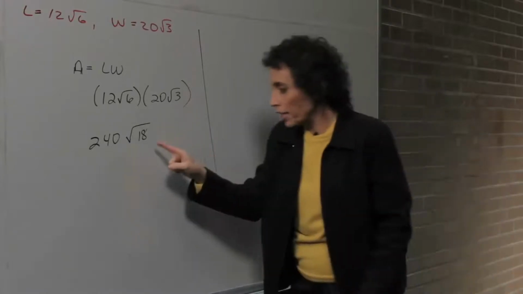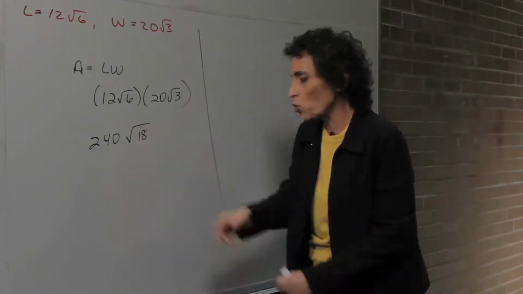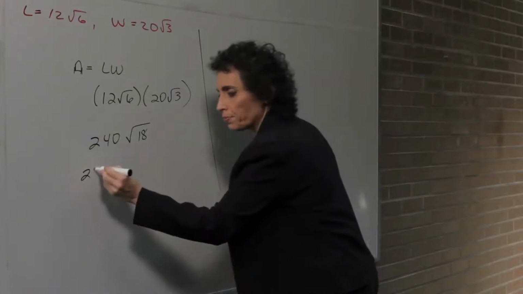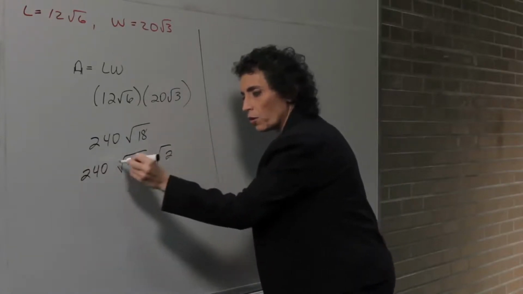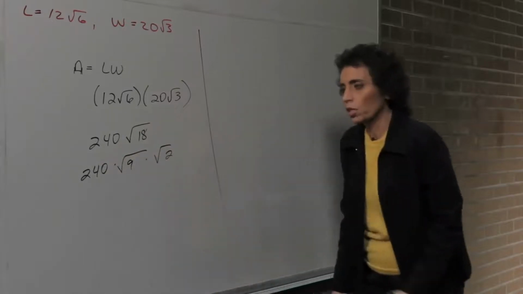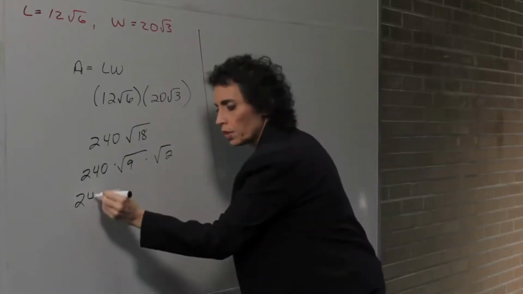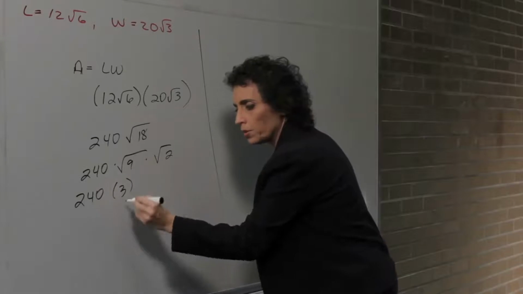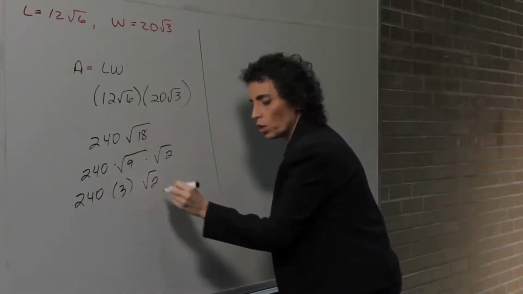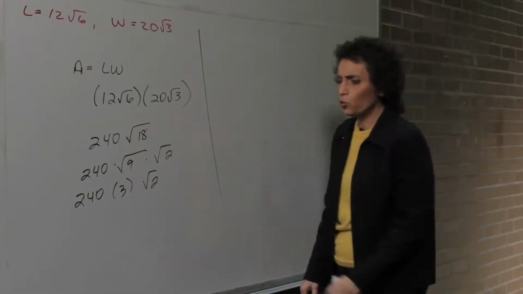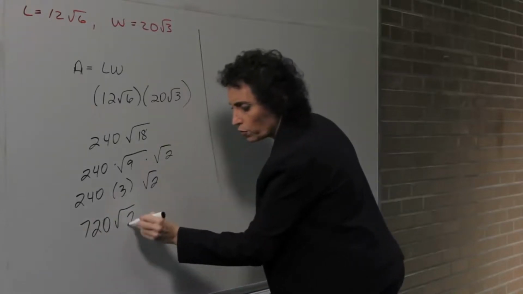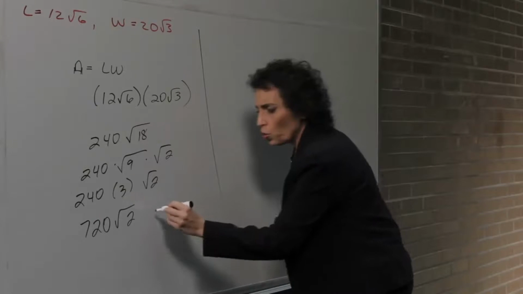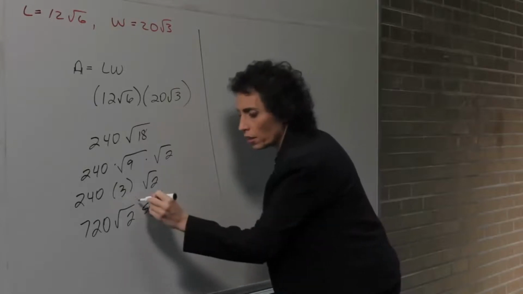Because the bottom line is that there is a perfect square in here. Let's think about that. The perfect square in 18 is 9. So we have the square root of 9 times the square root of 2. This is 240. The square root of 9 is 3, times the square root of 2. 240 times 3 is 720, square root of 2, and it's area, so it's square feet, okay?